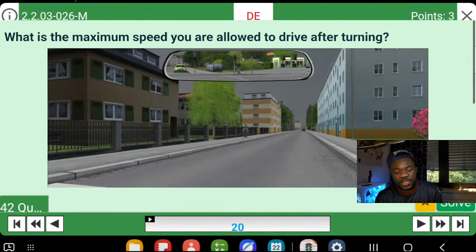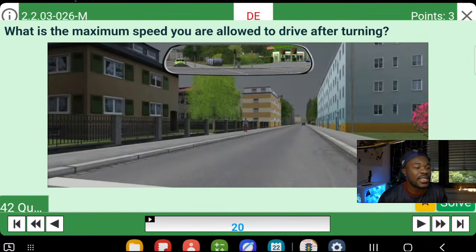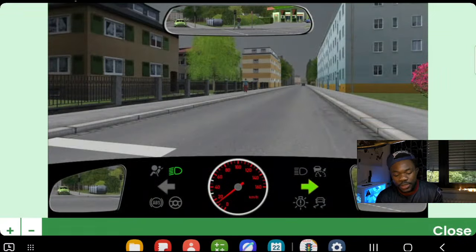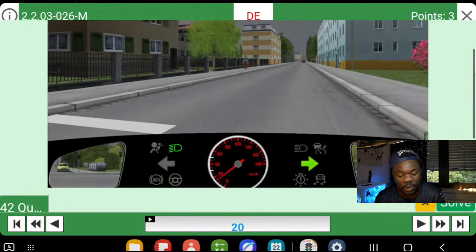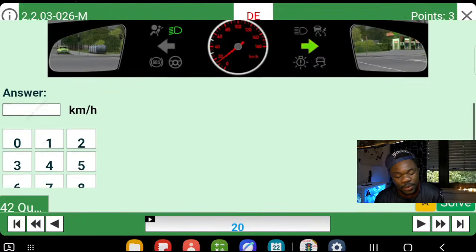I just want you to see something here. They're asking us, what is the maximum speed you're allowed to drive after turning? So you turn, now what do you see here? We see houses, which means what? We are in a built-up area. So you just need to ask yourself, in a built-up area, what is supposed to be my maximum speed? In a built-up area, I'm allowed to drive with a maximum speed of 50.